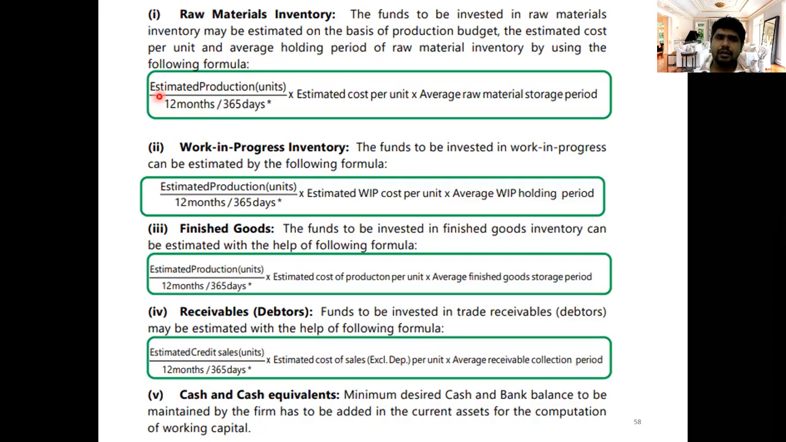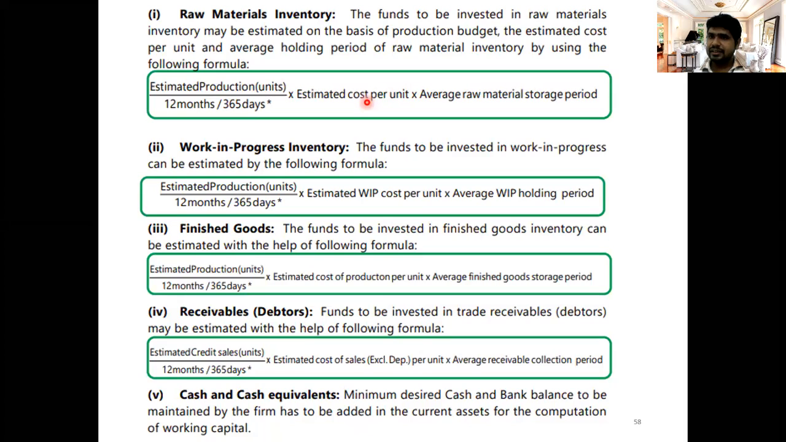Very simple. Here, estimated production units. I have some very basic questions. Please respond, at least via the chat box. So, estimated production units into cost per unit. What do you get? Production units into cost per unit, it equals what? This basic understanding is very important for you. Number of units into cost per unit, you will get cost of sales.